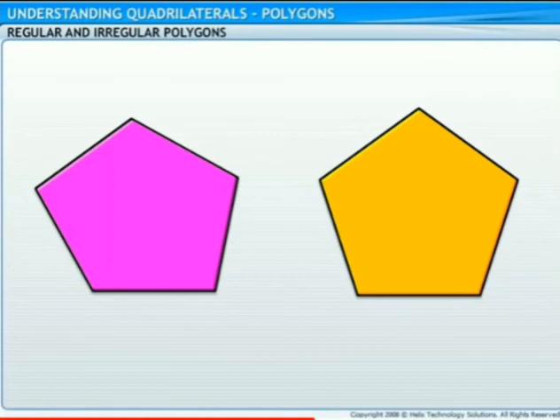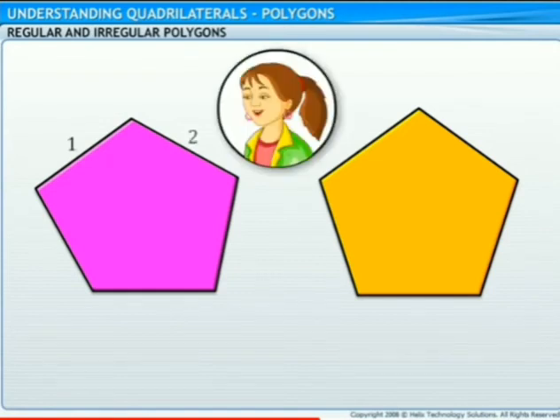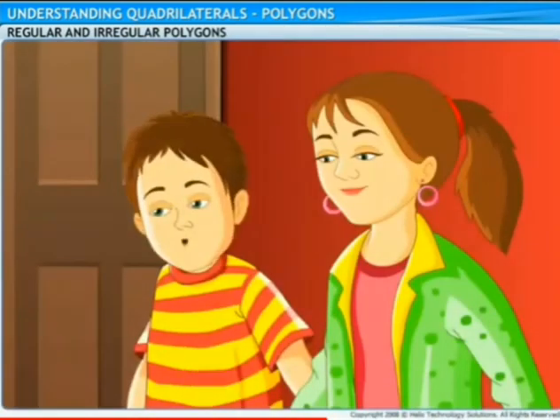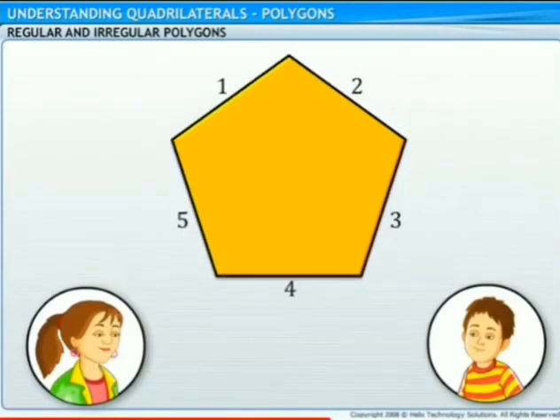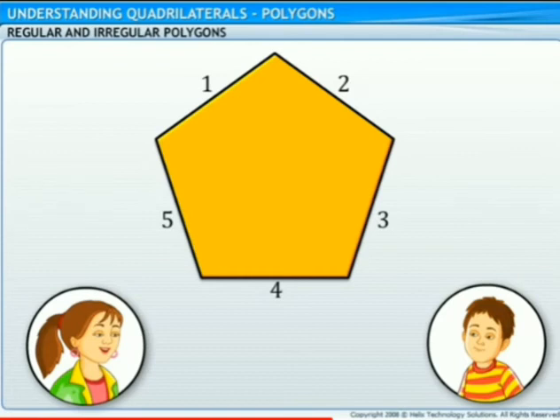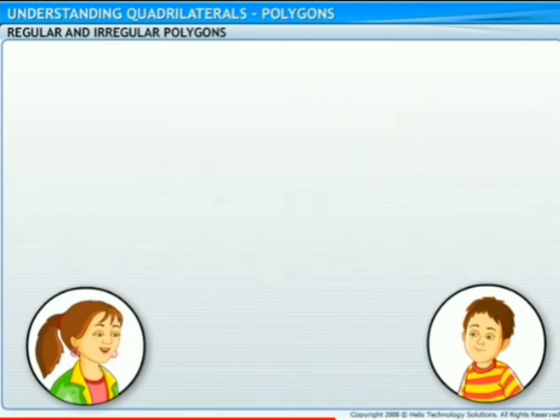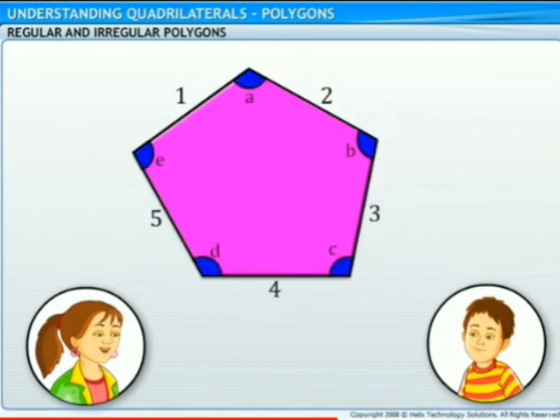We have 2 polygons here. Alice, can you tell the difference between the polygons? The number of sides is the same for both the polygons. However, it seems that the first polygon is quite different from the second. How are they different, Alice? Look at this polygon. Each side of the polygon is of the same length. Also, the measure of each angle is equal. On the other hand, in the first polygon, the lengths of the sides and the measure of the angles vary from each other.